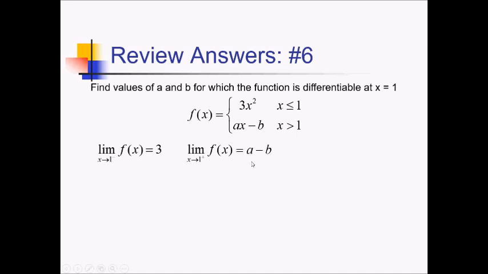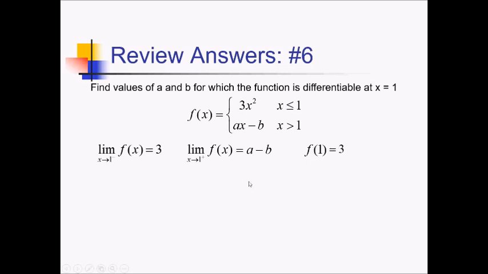And since we're trying to show the function's differentiable, we need to prove it's continuous. So we need to at least note what f of 1 is going to be on this. f of 1 is just going to be the same as our left side limit because the equals 1 is part of that first rule. So that's 3.